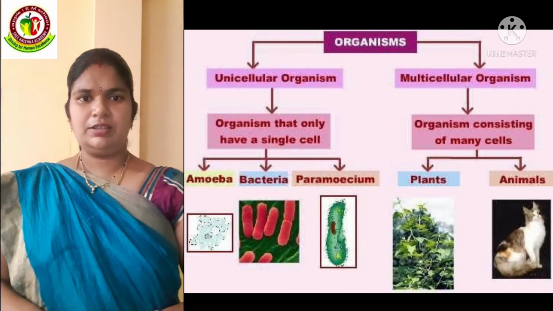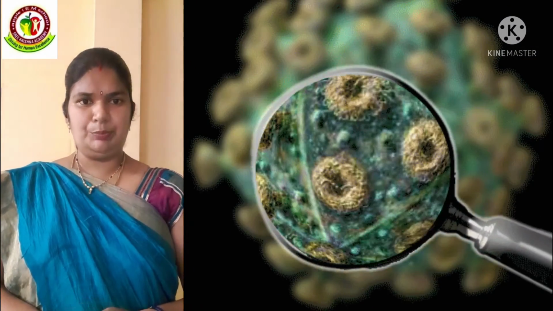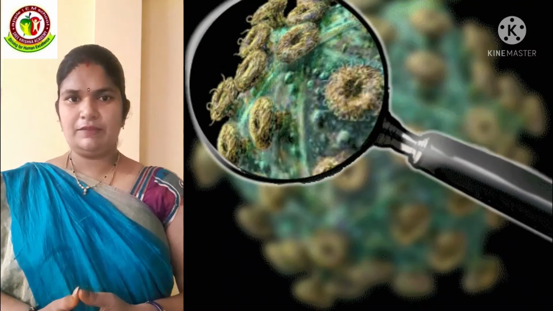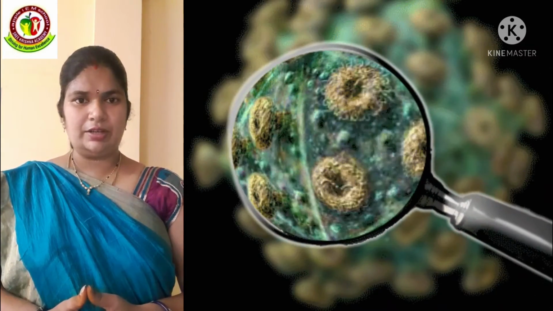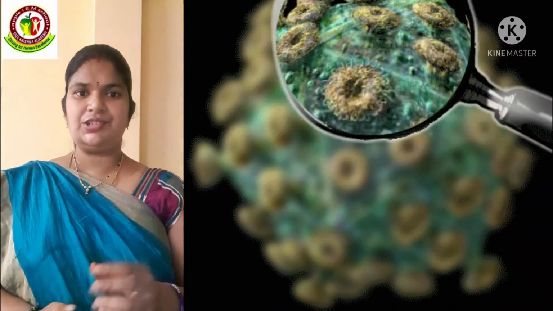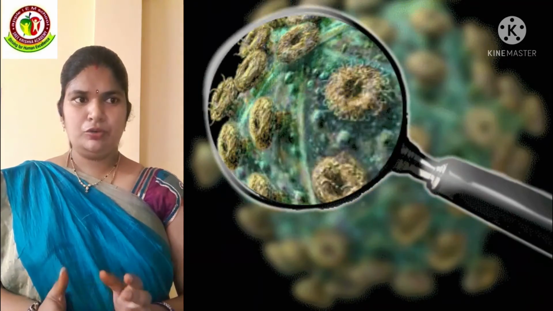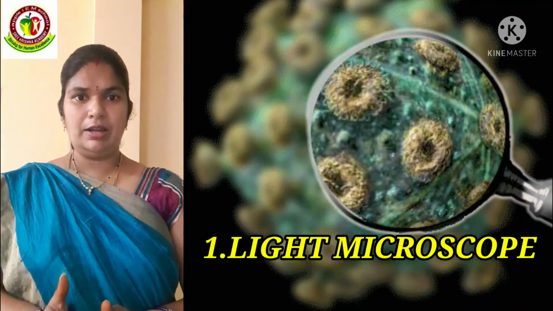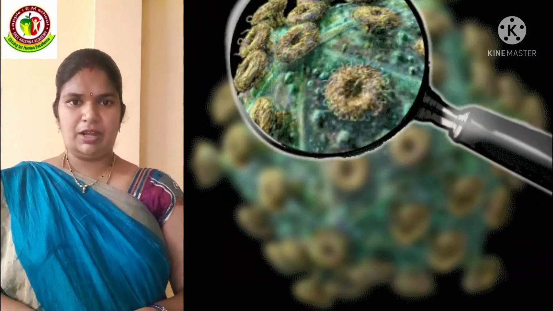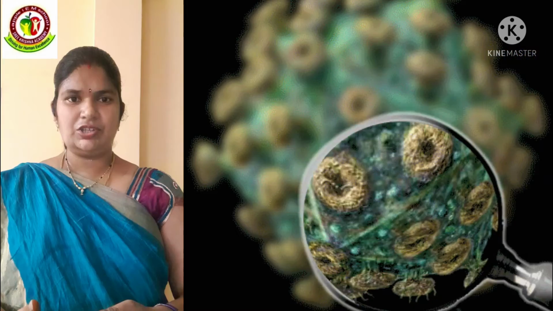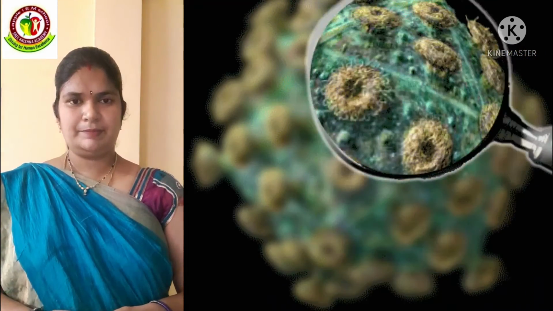So we all know that cells are observed under a microscope. Why? Because we cannot see them with our naked eye. So what types of microscopes are used, children, for observing these tiny structures called cells? One is the light microscope, whose magnification range is from 100 to 500. The second one is the electron microscope, whose magnification range can be 1 lakh to 5 lakh.